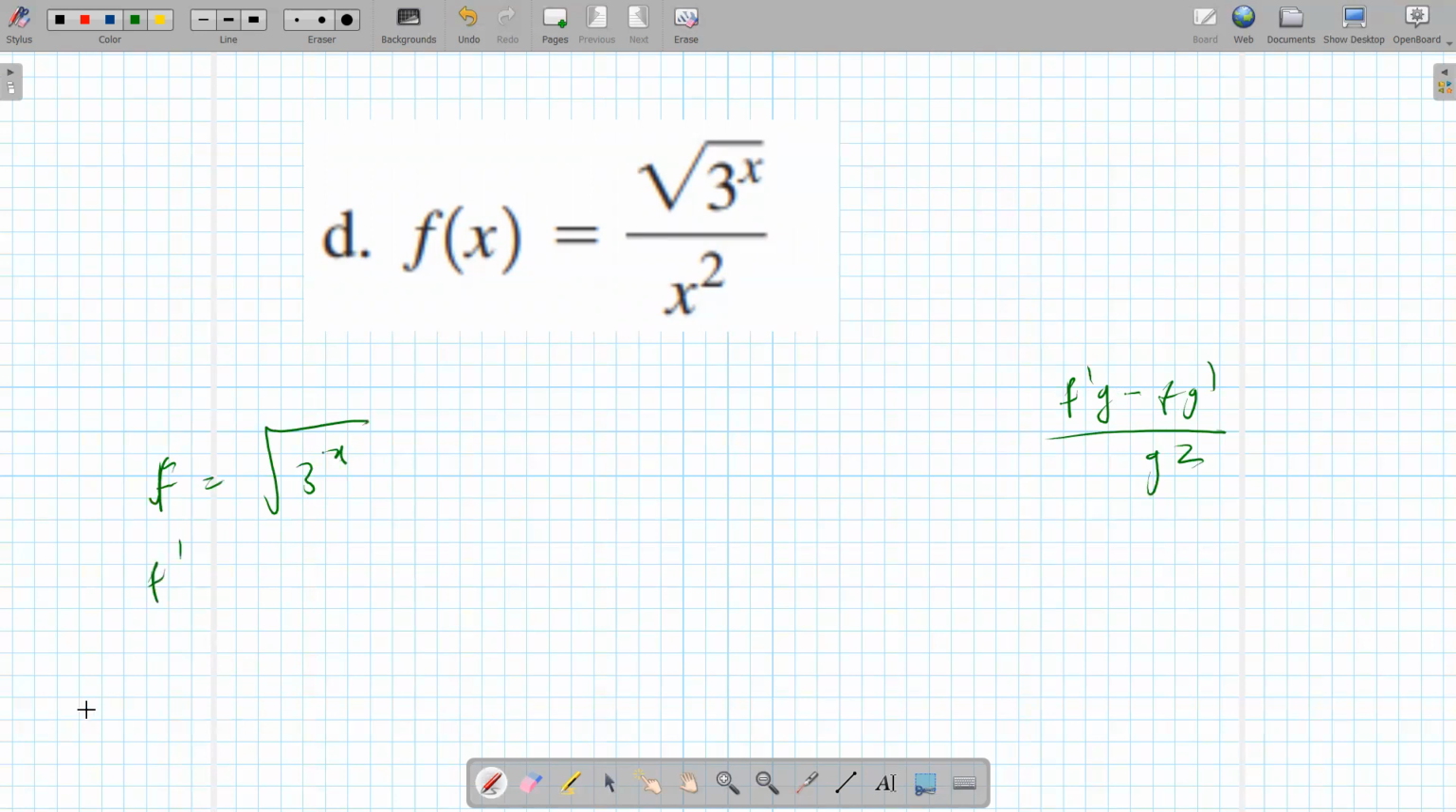How do you even find this? Any ideas? You're going to do it like this. You're going to rewrite f as, what does square root mean? To the power of what? 1/2. Yeah, it means to the power of 1/2, right? So you're going to rewrite this as 3 to the x, to the power of 1/2. What's next?